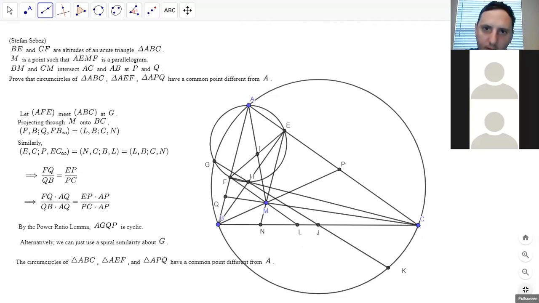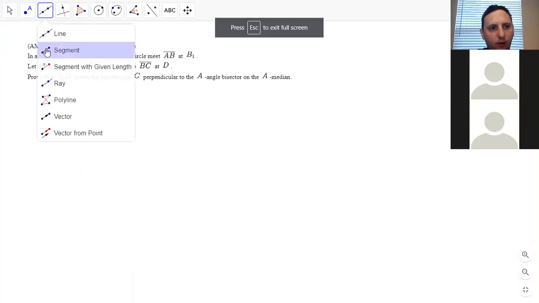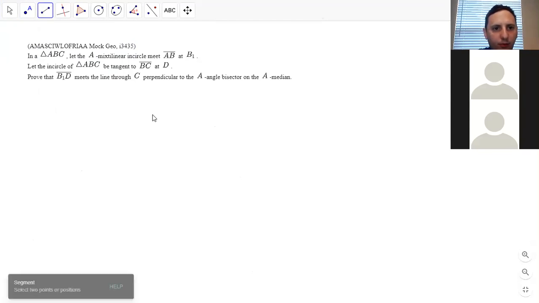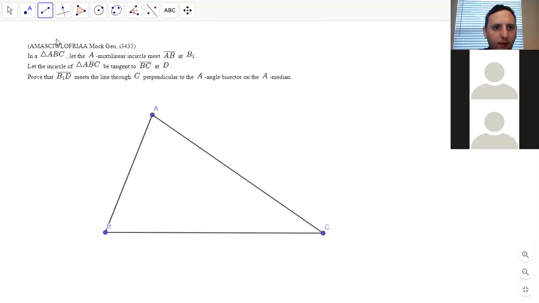All right, thanks for proposing the problem. Okay, so this one I think might be a little harder. This was from a mock GEO contest by I3435. A lot of these problems were short, but I don't think that necessarily means that they were that easy.